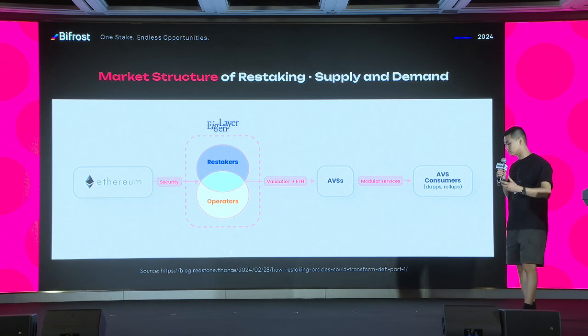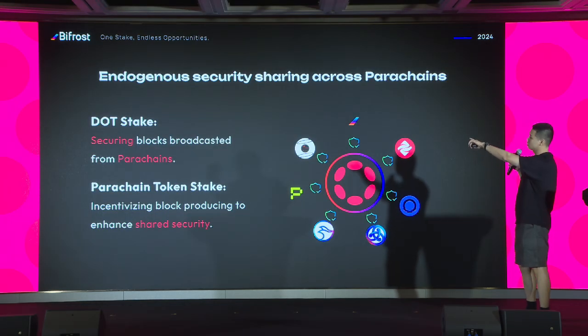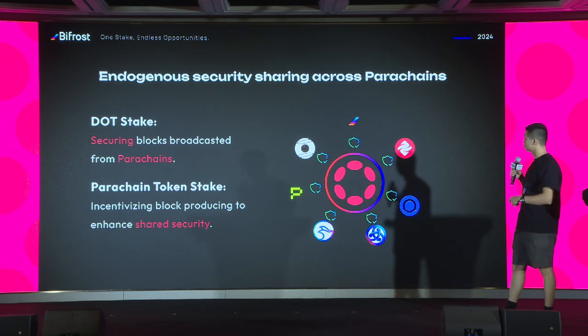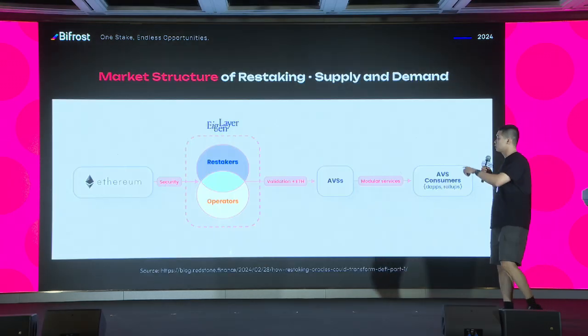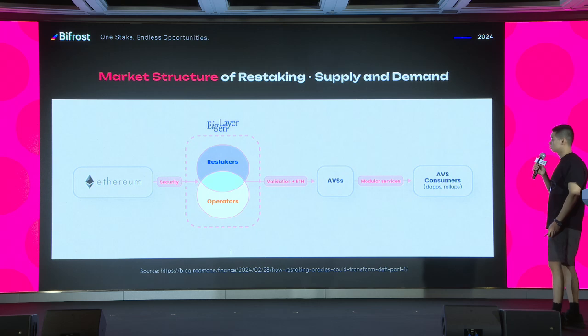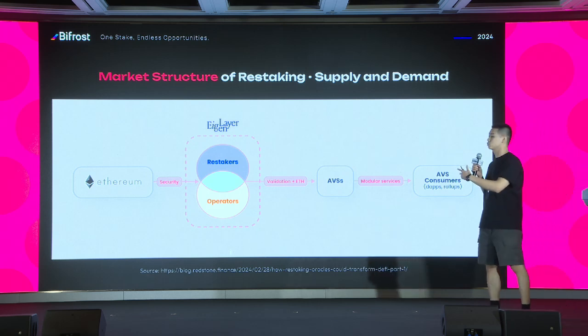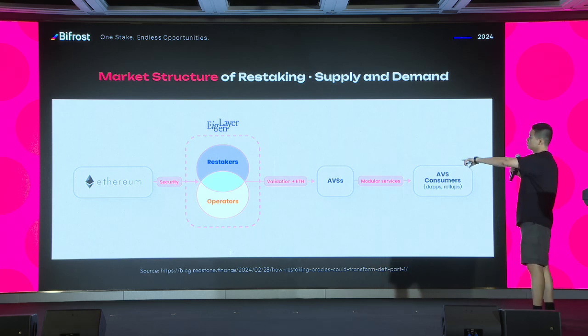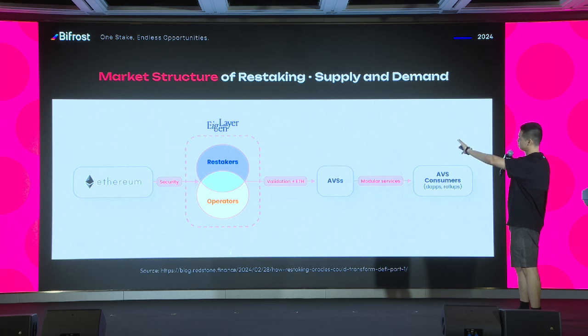Right now, restaking is not abstracted inside of this ecosystem. This is what I said previously about endogenous security: Polkadot has already abstracted this away inside its mechanism, but restaking hasn't done that yet. The supply and demand graph is like this. The restaker is a user like me, staking assets to the restaking protocol. This is the supply side, and you have restakers and you have operators.